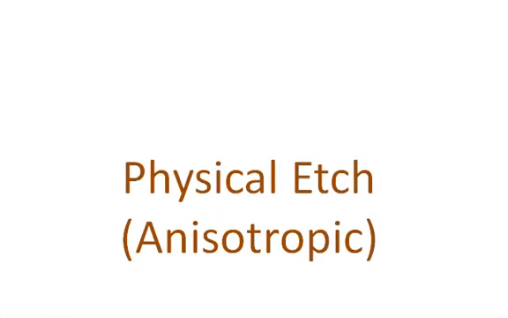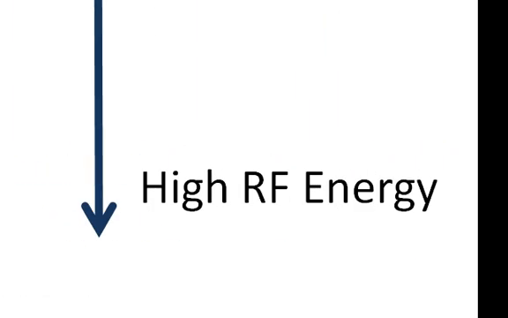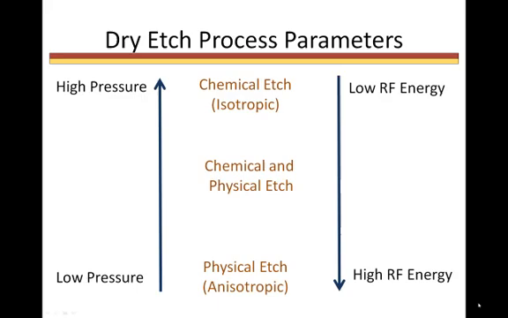With physical etch, the amount of physical etch increases with a decrease in chamber pressure and/or an increase in RF power. By carefully controlling these two parameters, you could have all physical etch, all chemical etch, or a combination of physical and chemical etch. This control allows for specific shapes and sizes to be fabricated.